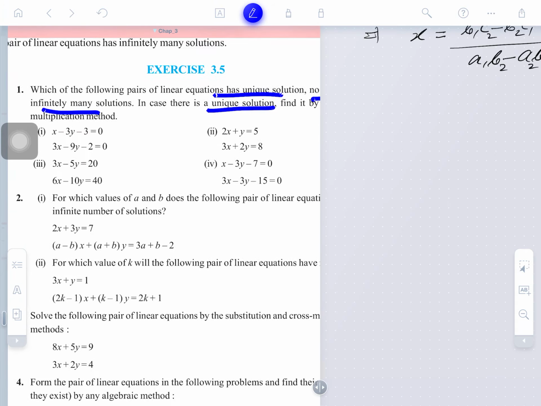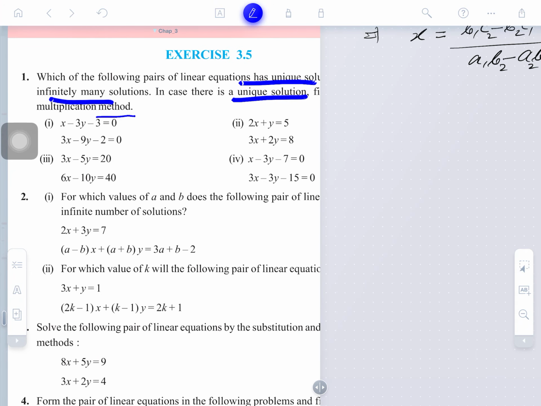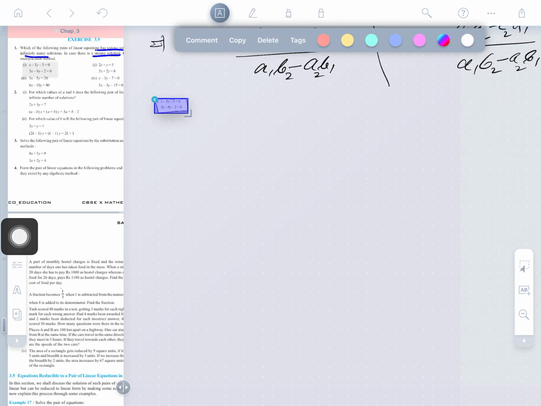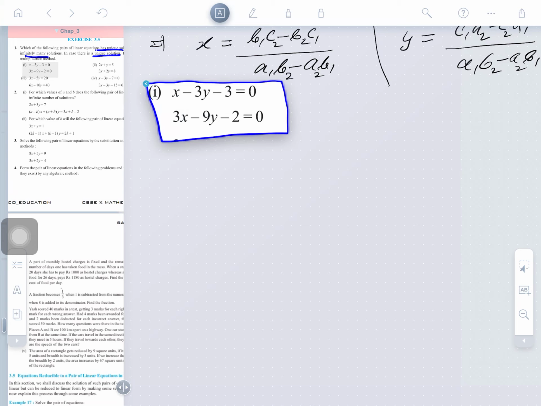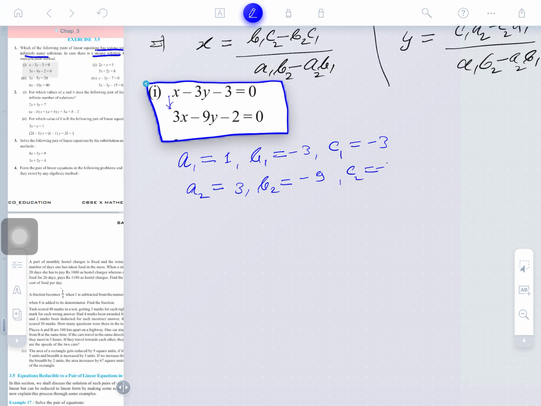I'm just taking one of the questions here. You may see the coefficients of this. Write down a1: a1 is 1. What is b1? Minus 3. What is c1? This is also minus 3. What is a2? It's 3. What is b2? It's minus 9. And what is c2? It's minus 2.